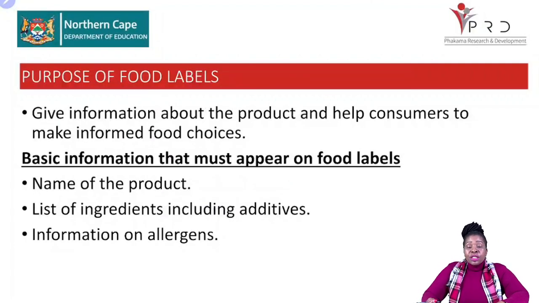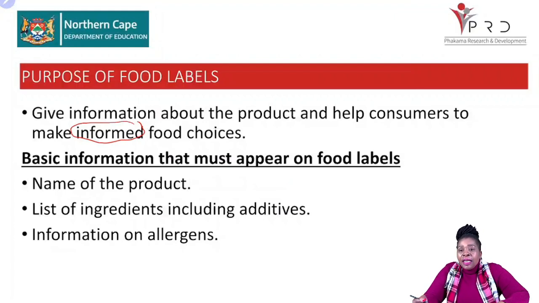We want to look at the purpose of food labels. Why do we need the food labels on the packages of food? Food labels give information about the product and also help consumers to make informed food choices. What do we mean by informed food choices? So that you know exactly what you are eating. For example, I've already given you an example of somebody who is allergic. If you are allergic to gluten, then how do you know that this product contains gluten? Then you have to read the label of that particular product so that you do not develop allergic reactions.